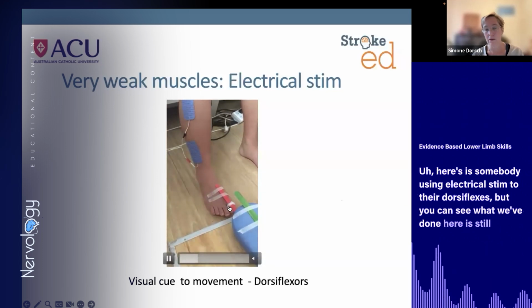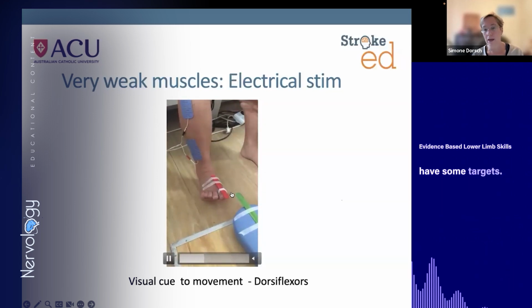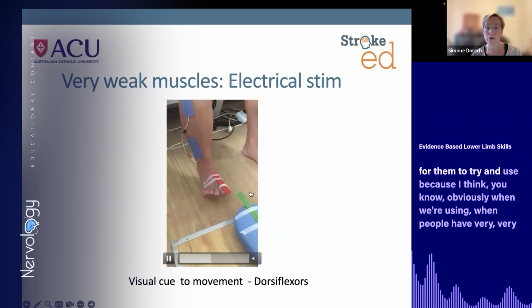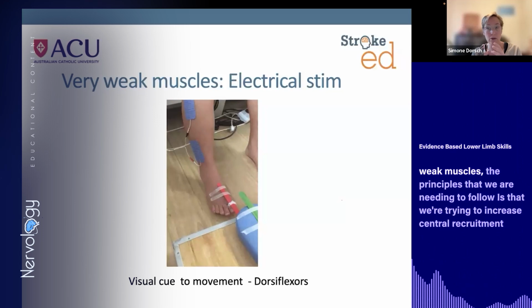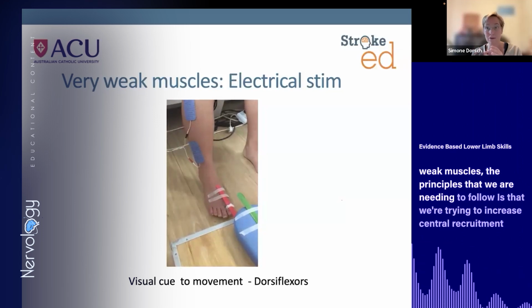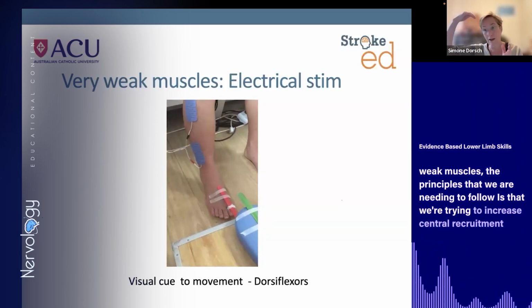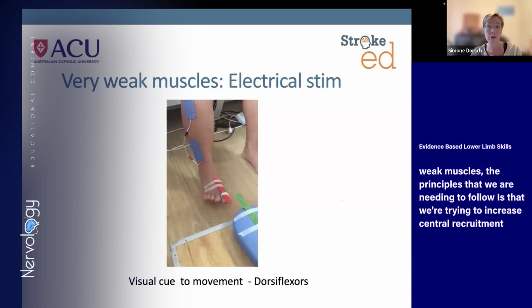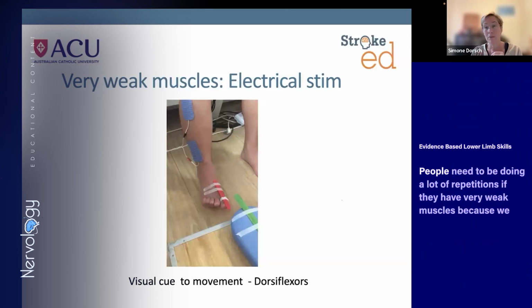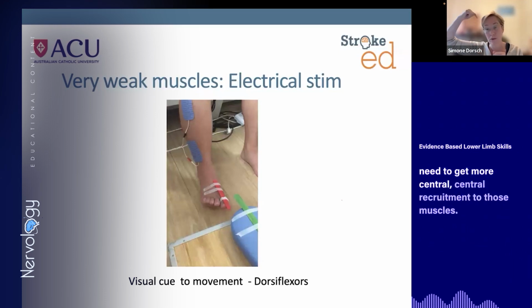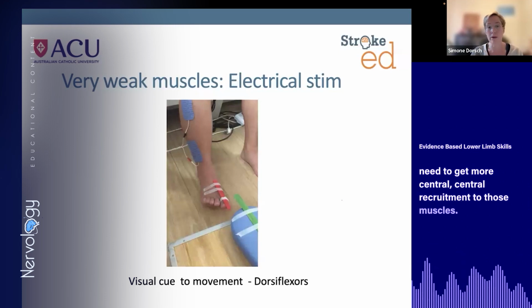But you can see we've still given them some targets to try and use. When people have very weak muscles, the principles we need to follow are that we're trying to increase central recruitment to the muscle, and we need to get neural plasticity. So the dosages of practice need to be very high. People need to do a lot of repetitions if they have very weak muscles, because we need more central recruitment to those muscles.